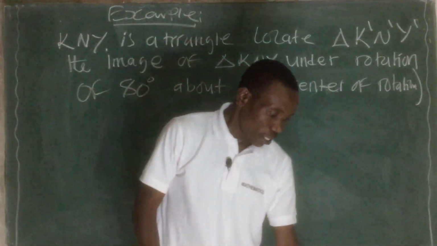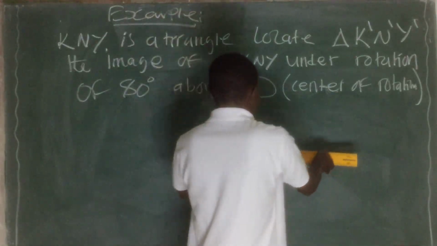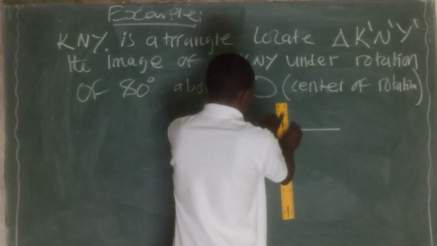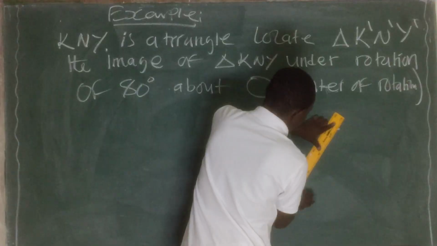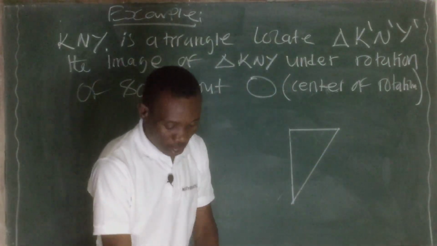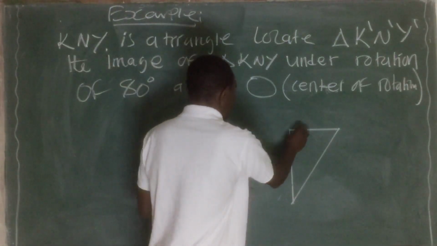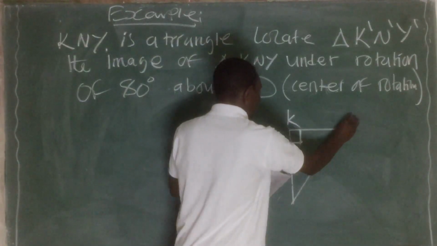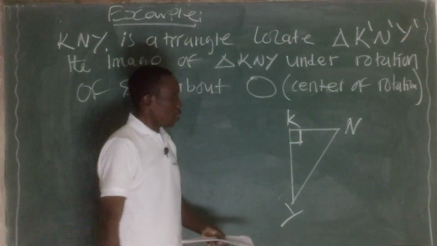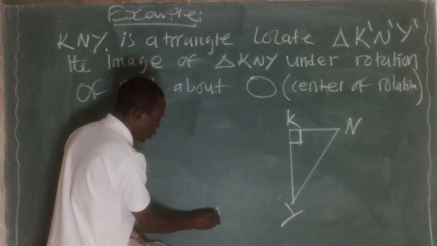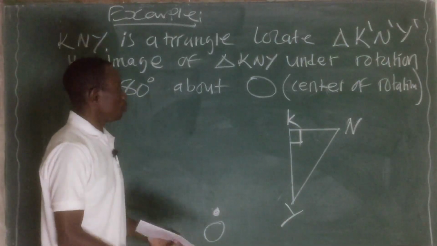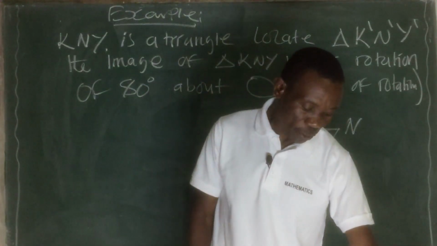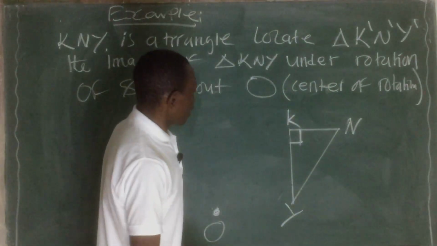Right, so our figure is a right angle triangle drawn like this. This is our right angle triangle that we're going to rotate about O as center. So here is the right angle, represented by that symbol, that is K. This is N, this is Y. Right, that's the question. So here we have got O. Right. So our activity for today will begin by first of all doing what we have already done in the previous example of the previous video.